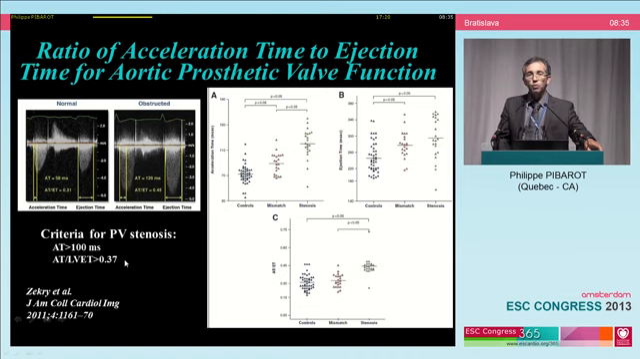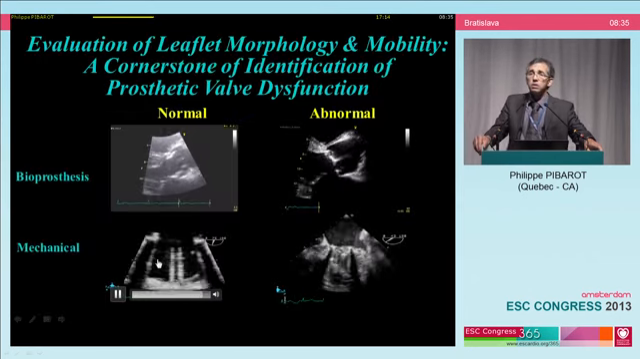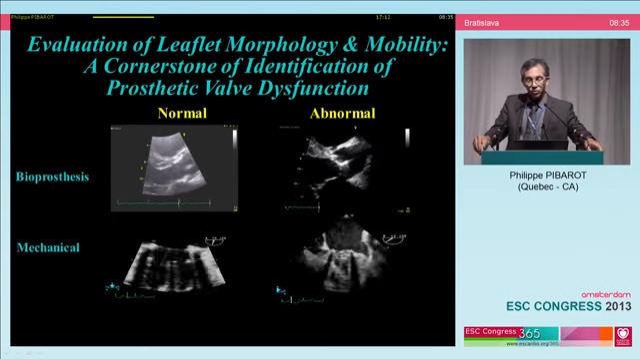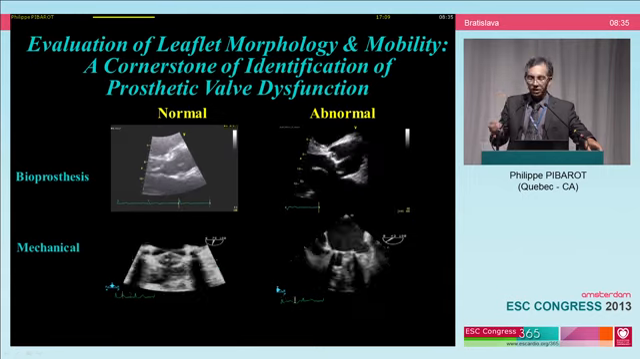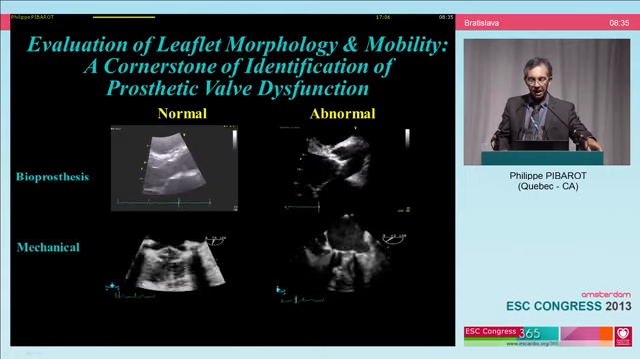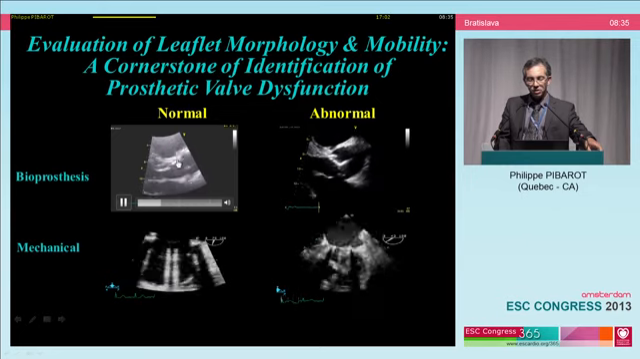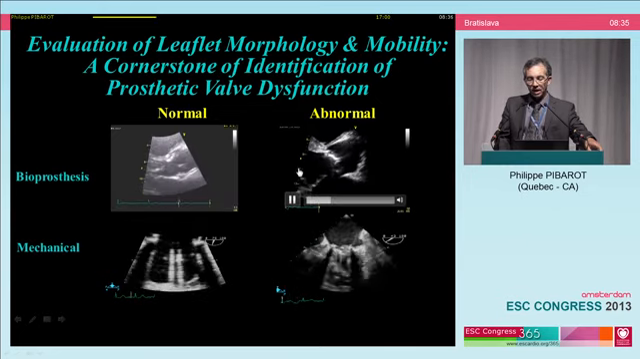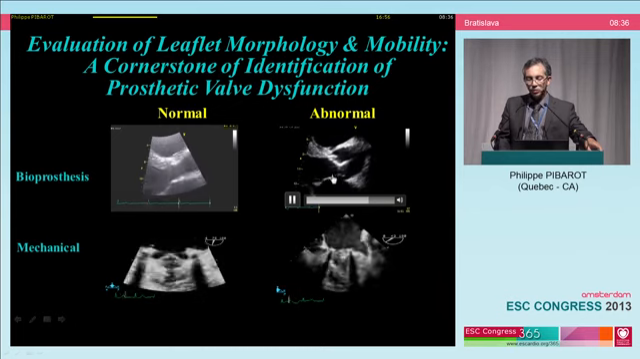And a cut point value of 0.37 appears to be the optimal cut point. Another very important parameter to look at, of course, is the leaflet morphology and mobility. We need to look at the valve and not only at the hemodynamic parameters. And you have here a bioprosthesis with normal function. And here you see the leaflets that are thick and calcified with restricted opening.